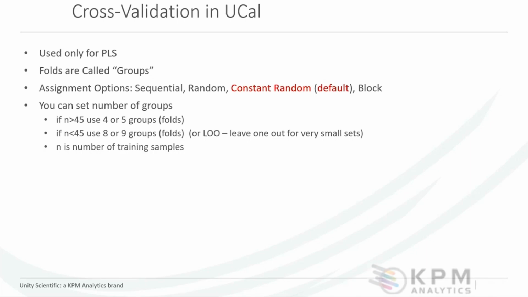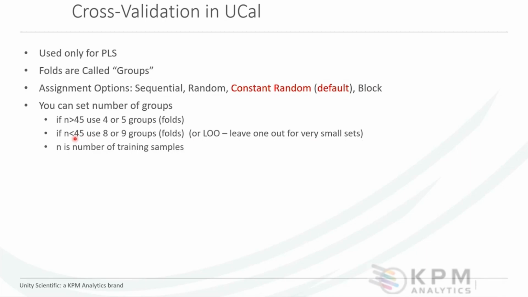Cross-validation is used for us only in PLS, and we call these groups. I don't like the term fold. Again, it's a mathematical term, but we talk about cross-validation groups. We've got different ways of doing grouping. We can do sequential, or random, using a random number generator to decide which samples are included in each group. We can do a constant random, which is a pattern or a block.